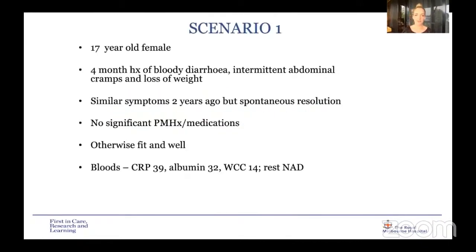This was a 17-year-old female who had a four-month history of bloody diarrhea, intermittent abdominal cramps and loss of weight. She'd had similar symptoms 2 years previously but had had spontaneous resolution. She had no significant past medical history and was otherwise fit and well. Her bloods, though, did signify inflammation with a raised CRP, decreased albumin and a raised white cell count, while the rest of the bloods were normal.